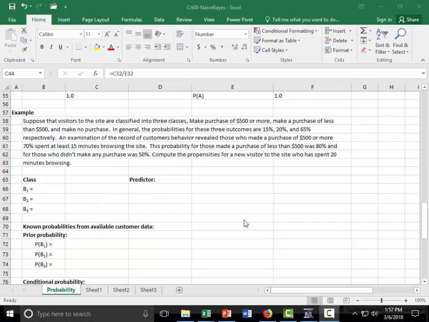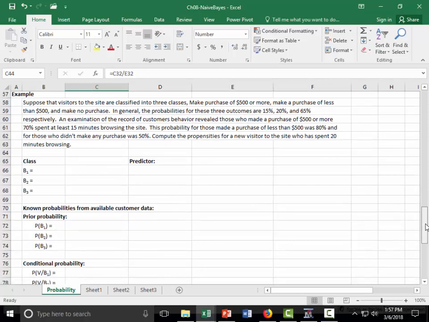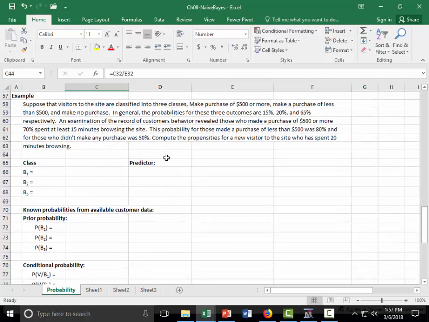Alright, so I'm going to illustrate Bayes' theorem using this example. Suppose that visitors to the site are classified into two classes. Make a purchase of $500 or more, make a purchase of less than $500, and make no purchase.